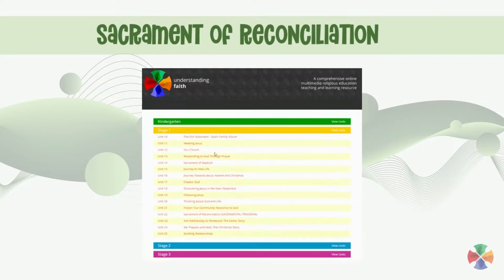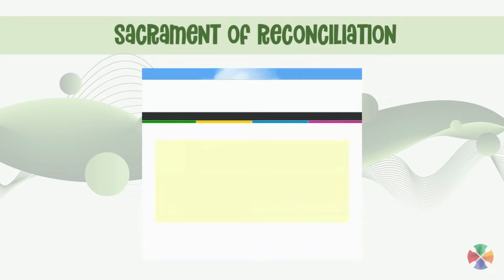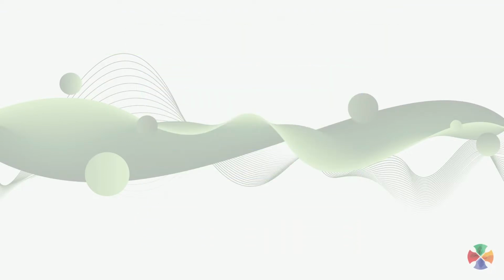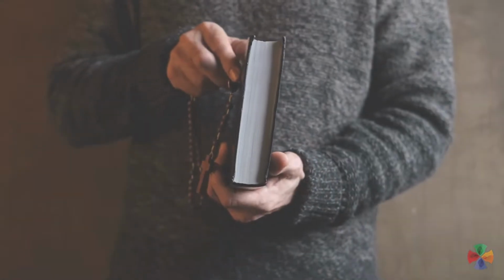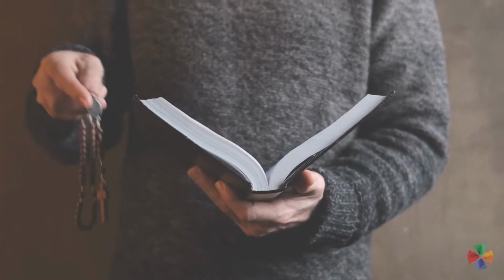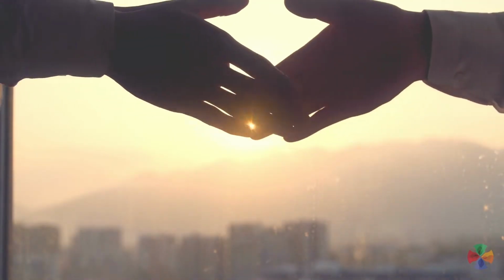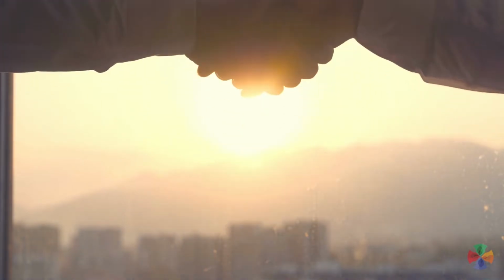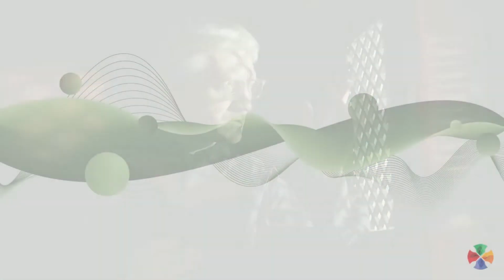The Sacrament of Reconciliation is found in Stage 1 and is divided into 4 parts. Part 1 is Making Choices. Part 2 is Forgiven by God. Part 3 is Healing Damaged Relationships. And Part 4 is the Sacrament of Reconciliation.